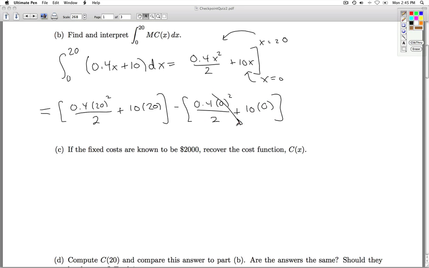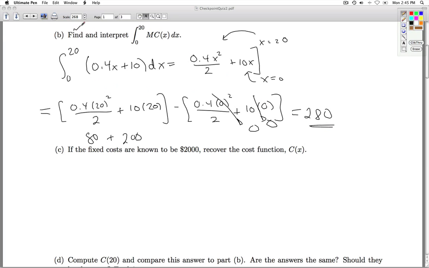Well, this adds up to a whole bunch of nothing. So what do I get over here? Well, 20 squared is 400. 400 over 2 is 200. 200 times 0.4 is 80. 10 times 20 is 200. So my answer is 280. So the value of the definite integral is 280.